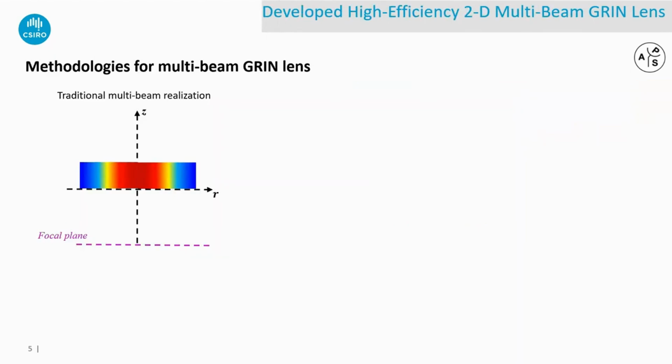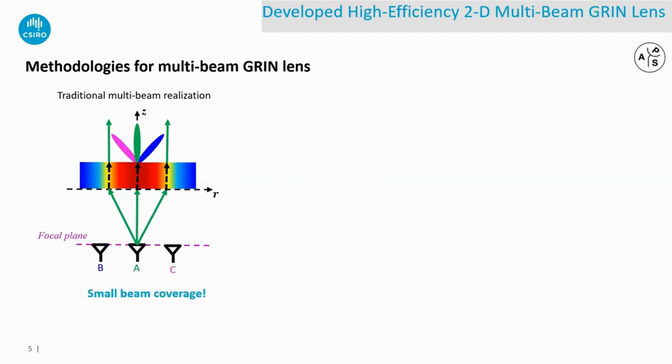First of all, let's look at the traditional design method. Basically, the lens profile will be analyzed from a central feed point in order to produce broadside radiation. Then by simply shifting the feed point linearly along the focal plane, oblique radiation beams can be achieved. However, this method can only support small beam coverage.